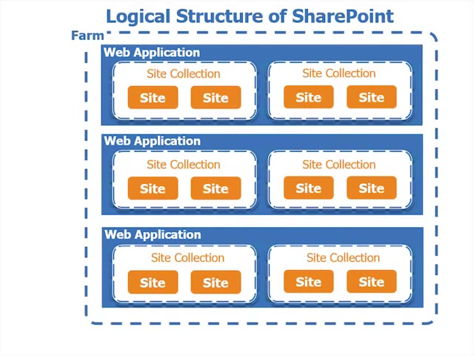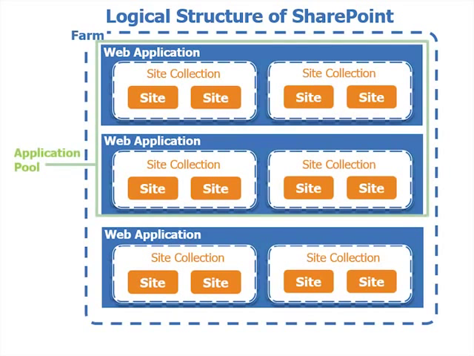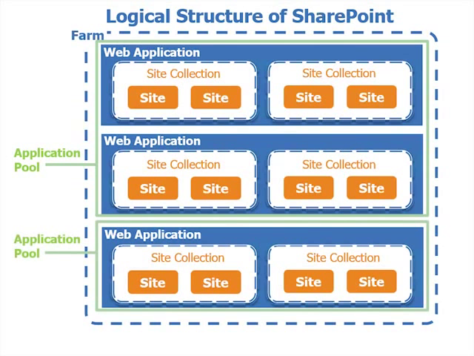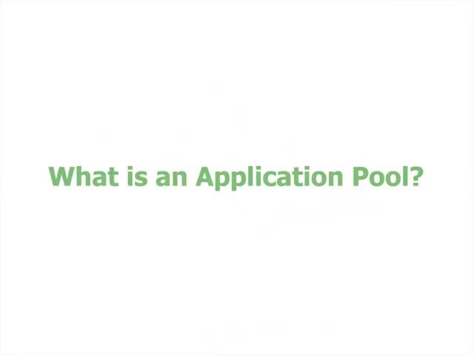All right, let's go ahead now and take another look at our farm. We have our web application, our site collection, our sites, and now we can also add in our application pools. And as we can see here, we've seen the application pools in IIS. Now you can have multiple web applications assigned to an application pool, or you can simply have one application pool for each web application. In fact, you can have 10 application pools per web server. Now, here's the big question, right? So what exactly is an application pool?